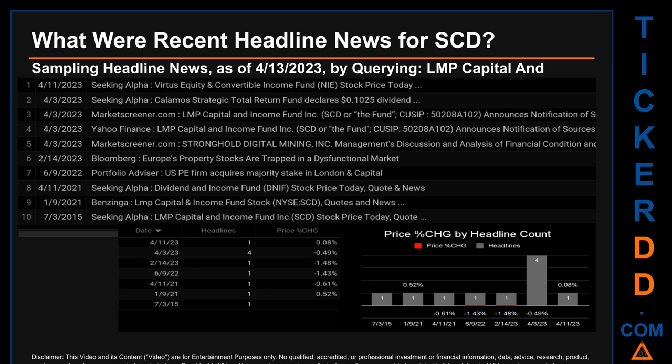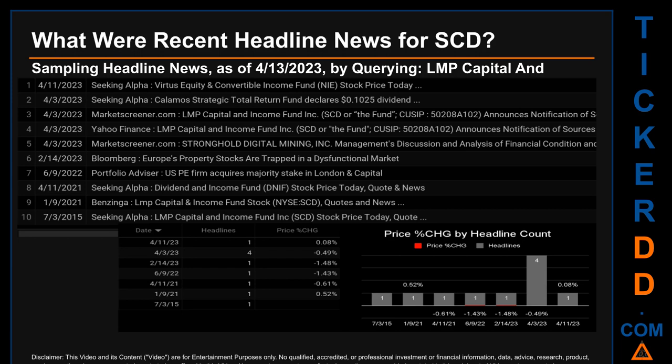Yahoo Finance published the headline that read, LMP Capital and Income Fund, SCD or the fund, CUSIP 50208A102, announces notification of sources of distributions. MarketScreener.com published the headline that read, Stronghold Digital Mining, Inc. Management's Discussion and Analysis of Financial Condition and Results of Operations, Form 10-K.